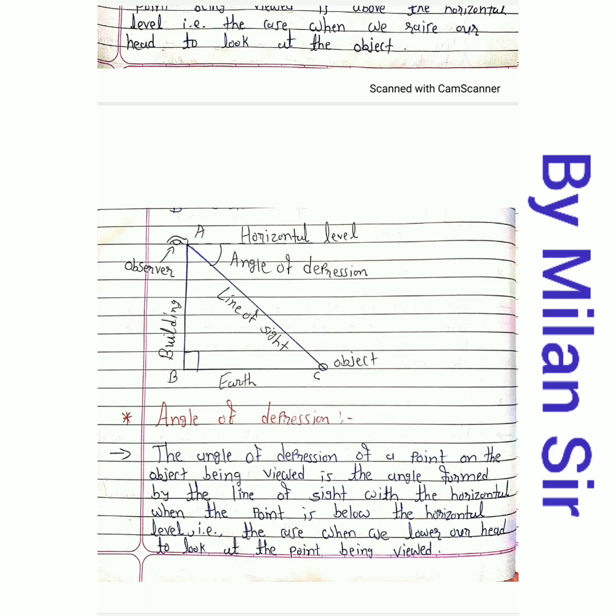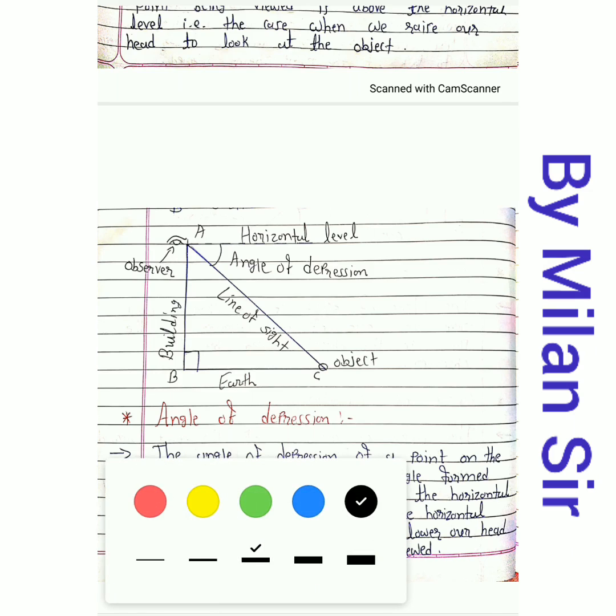That means the height of the object is lower than the height of the observer. So we need to lower our head. In this type of situation, the angle created between the horizontal level and the object is called the angle of depression.